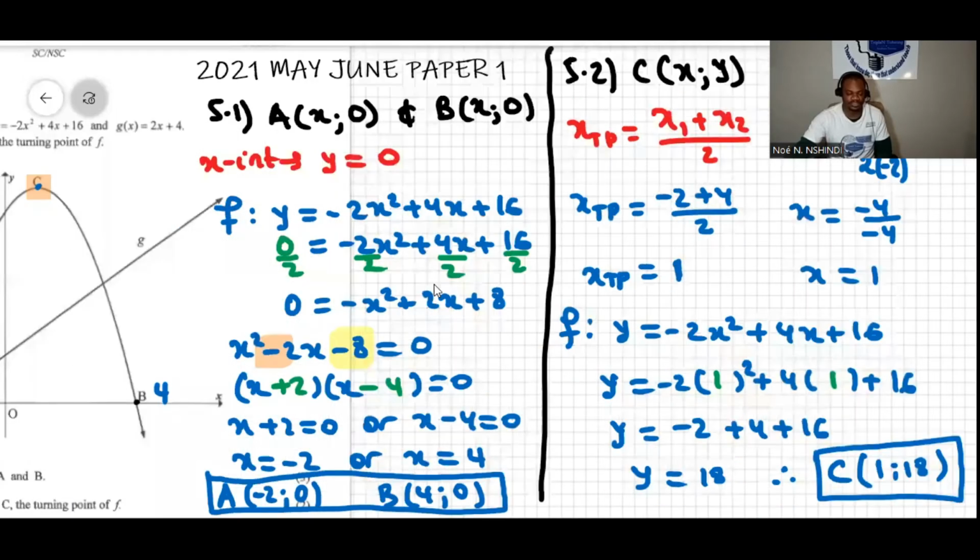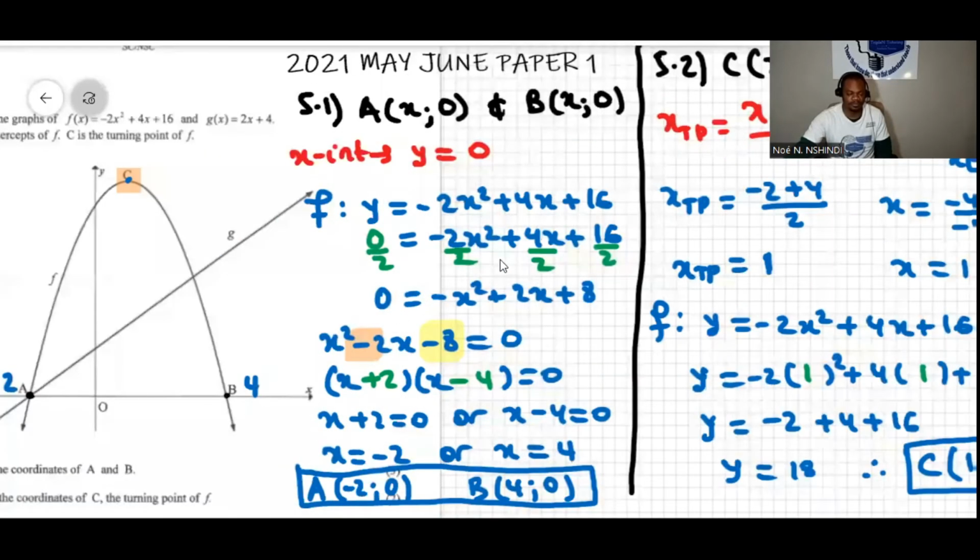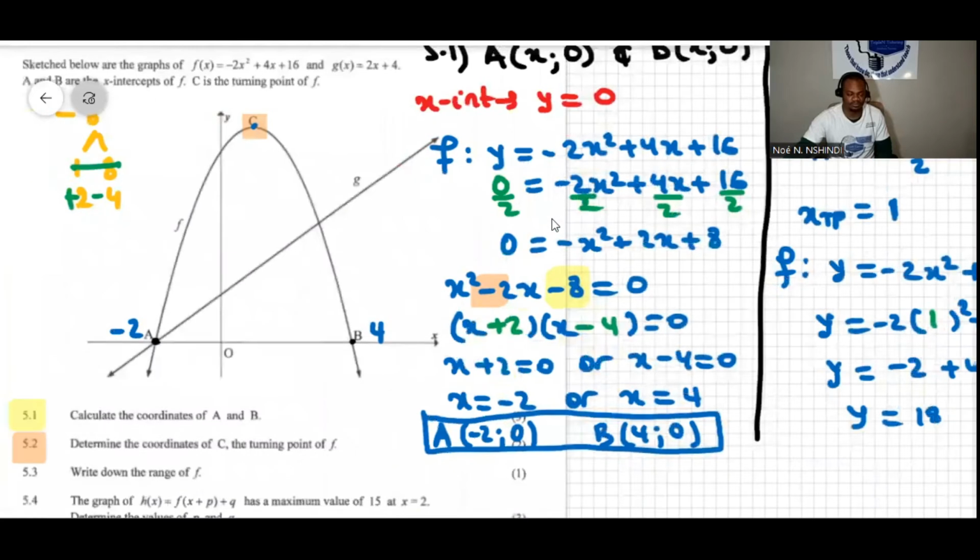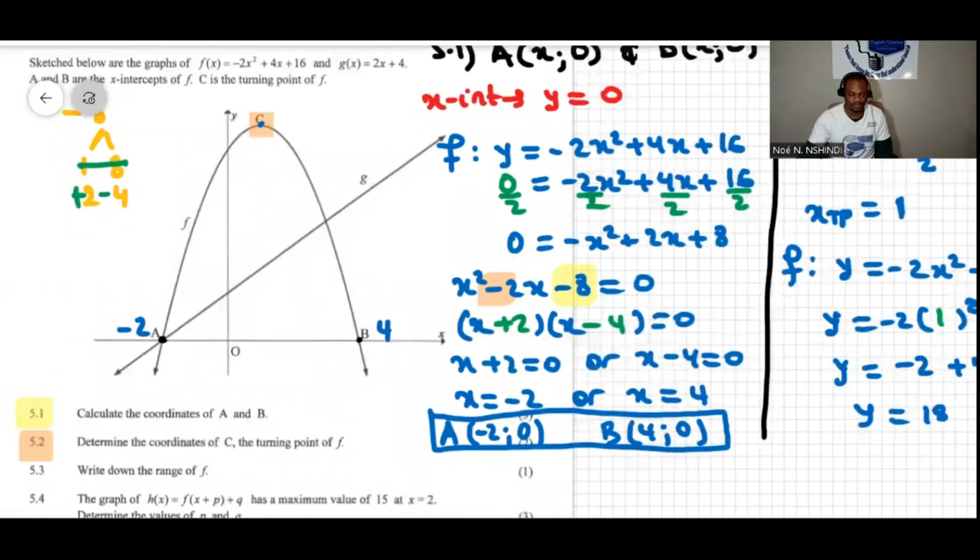The next question is question 5.3. The question says, write down the range of f. The range are all the acceptable y values. Of f, we can see that the equation f here has a maximum value, which is the turning point, the y value of the turning point, positive 18. So it's all the values lesser than that. More than 18 is beyond the graph.